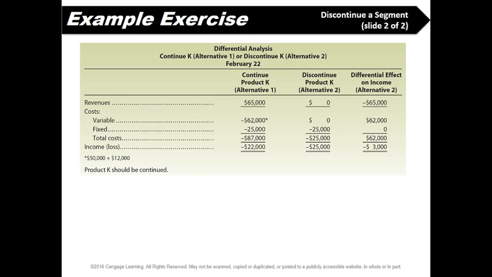Instead of losing $22,000, we will lose $25,000. So in this case, it's definitely better to continue producing product K because it is at least contributing partially to fixed costs that would otherwise be unaffected.